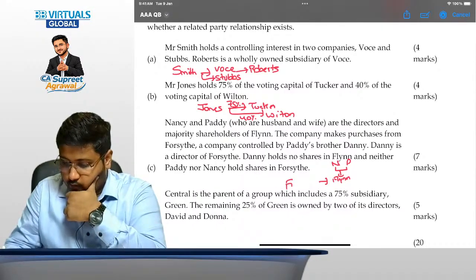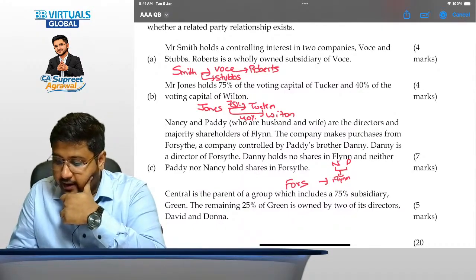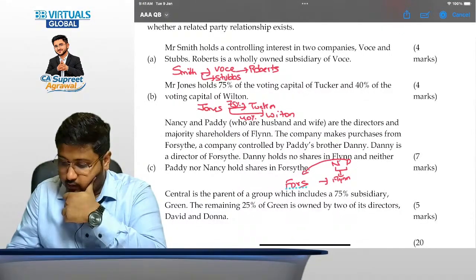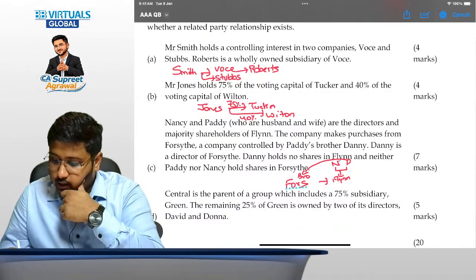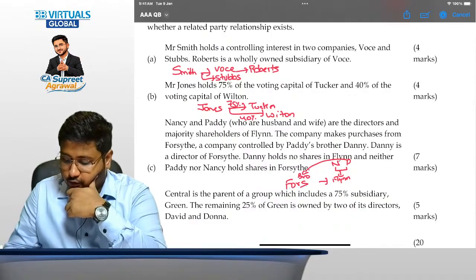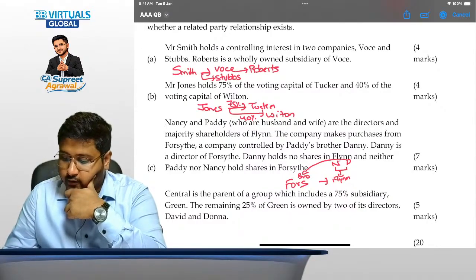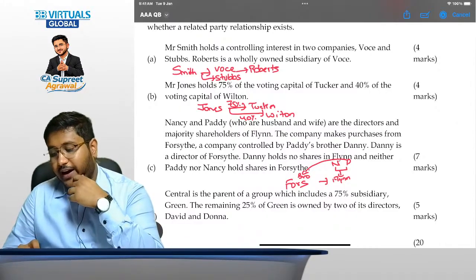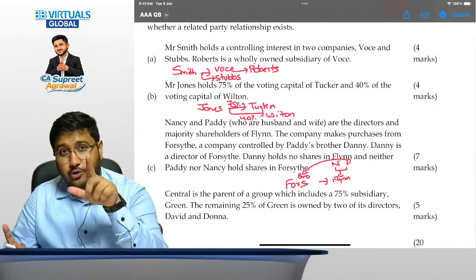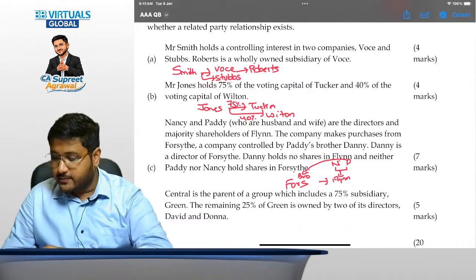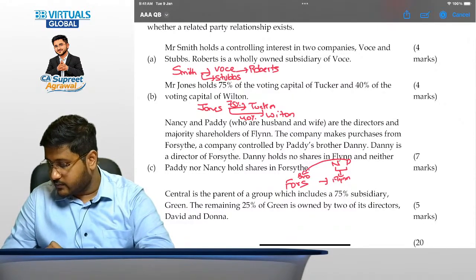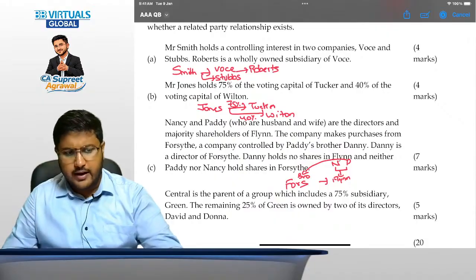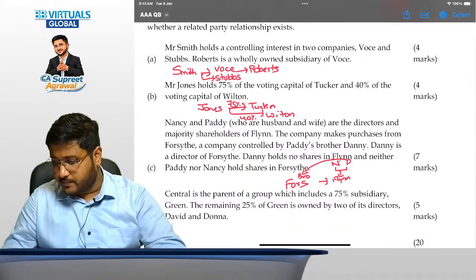Okay, Forsyth, a company controlled by Paddy's brother. Okay, Danny is a director in Forsyth. Danny holds no shares in Flynn, and neither Paddy nor Nancy hold shares in Forsyth. Okay, are these related party relationships because they are controlled by related parties who know each other? Just answer yes or no.